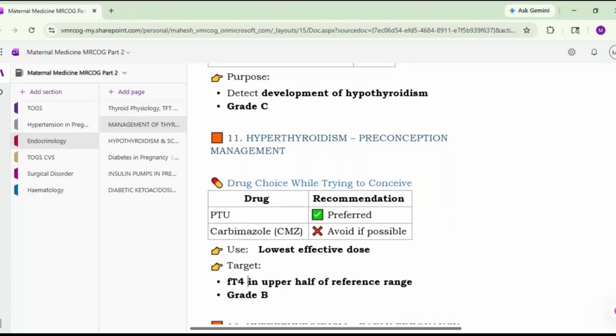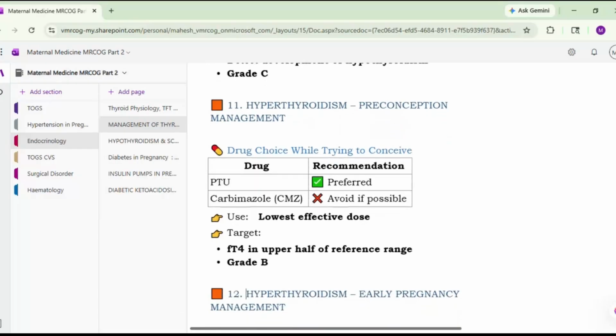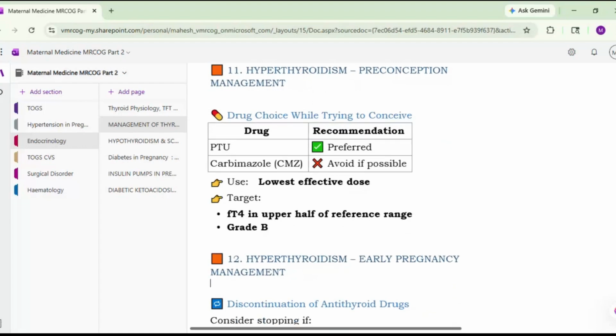Now we will go for the hyperthyroidism preconception. Now she has come to us in the preconceptional period, but there is a hyperthyroidism. What is the drug of choice? It is the PTU, that is propylthiouracil, that is preferred. Carbimazole is to be avoided as far as possible. Okay. And you use lowest effective dose. Target will be FT4 in the upper half of the reference range.